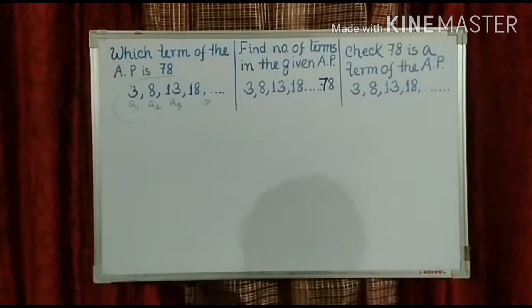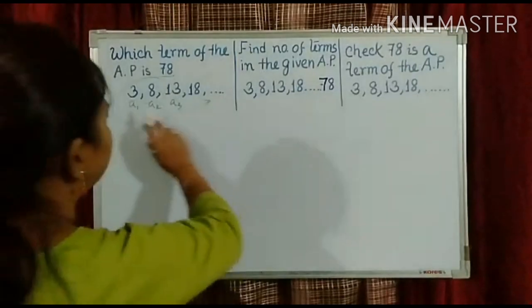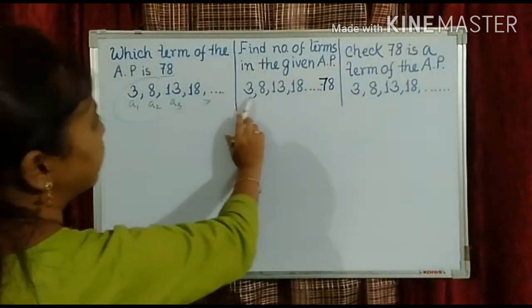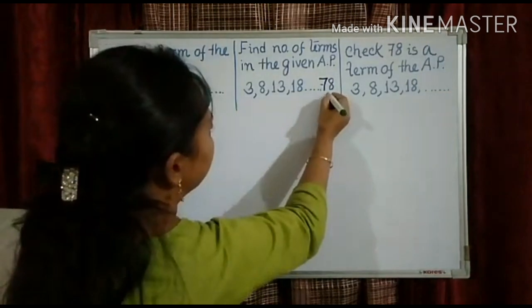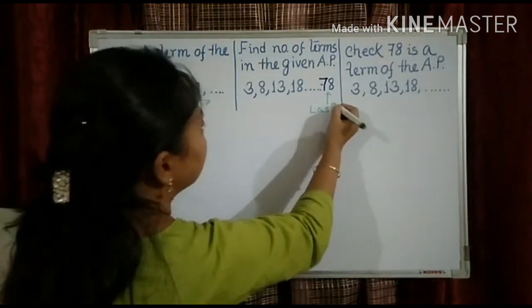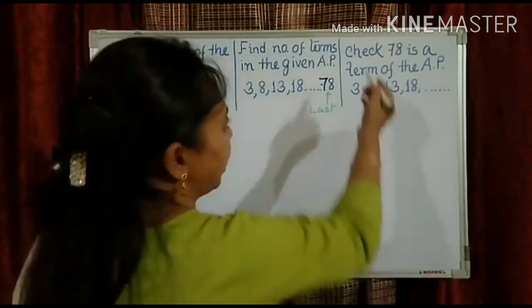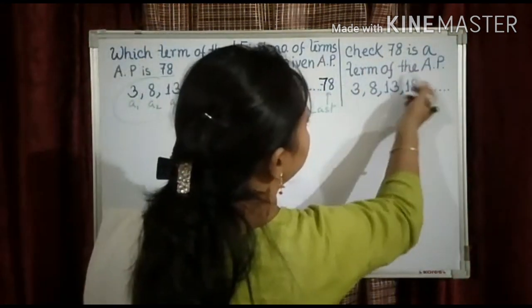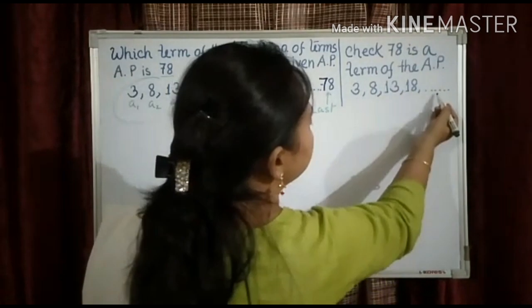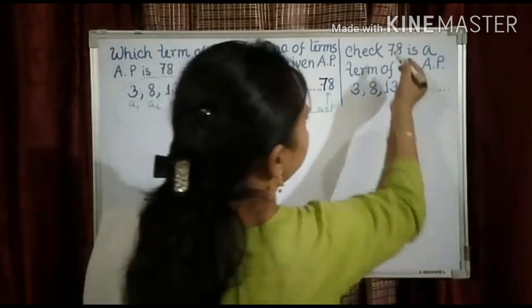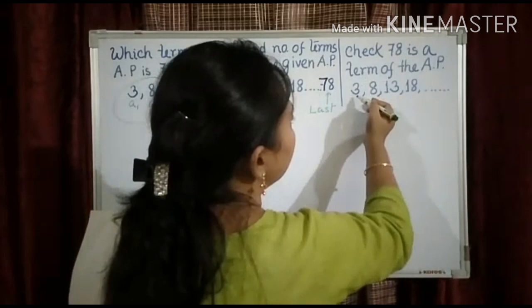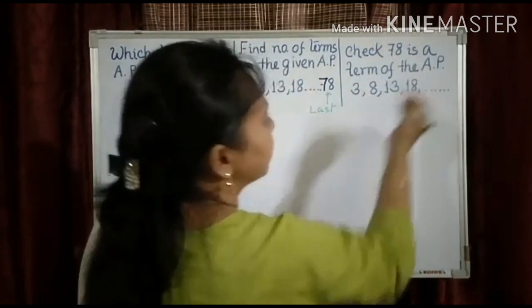In the second question, find the number of terms in the given AP, where the series is the same. You see 3, 8, 13 like this. But the last term, this one is the last term, is given as 78. Then you are asked how many terms there are in the AP. The last question: check whether 78 is a term of this AP or not. The AP series is given, where the last term is not shown. You have to tell whether 78 is a member of this AP or not.